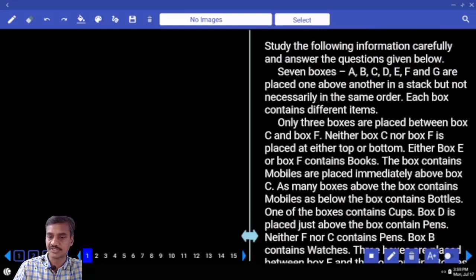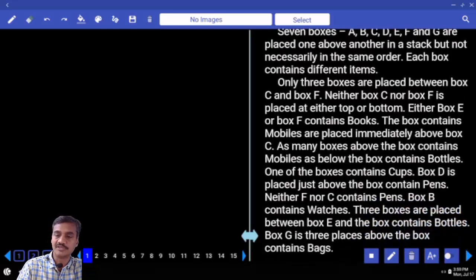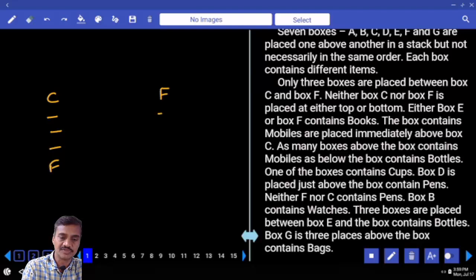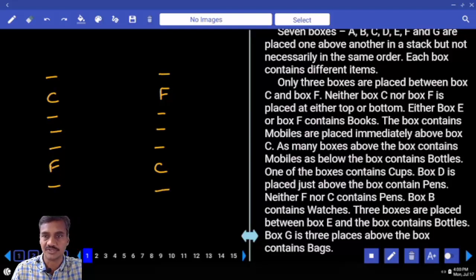How many boxes are there altogether? 7. Now 3 boxes in between C and F. If C is here, 1, 2, 3, F will be here. 5 boxes were already covered. Now if F is here, 1, 2, 3, C is. Maybe C is above or below this F. And next, neither C nor F is placed at the top or the bottom. Hence, one is at the top, one must be at the bottom. Now here the order is finalized, isn't it?